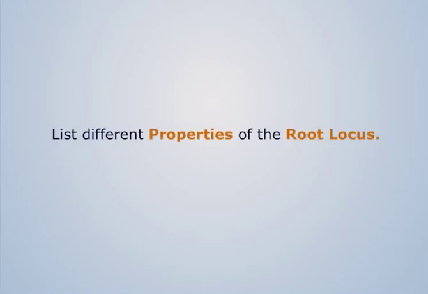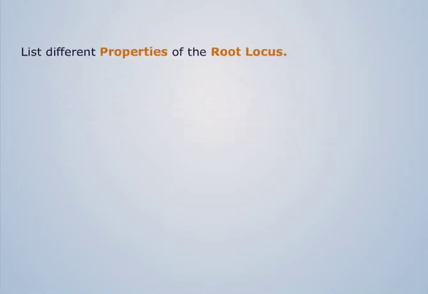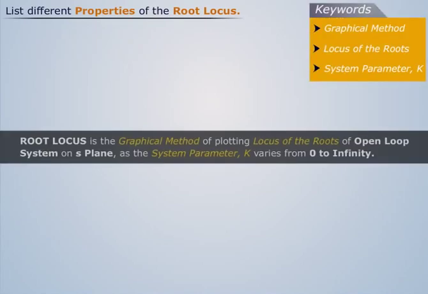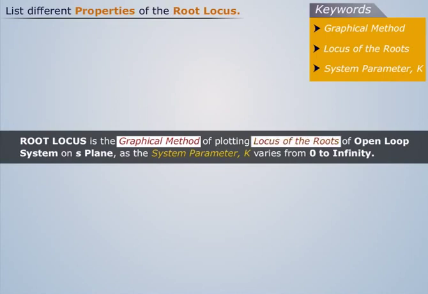List different properties of the root locus. Root locus is the graphical method of plotting locus of the roots of open loop system on S-plane as the system parameter k varies from 0 to infinity. Let's understand some properties of the root locus.